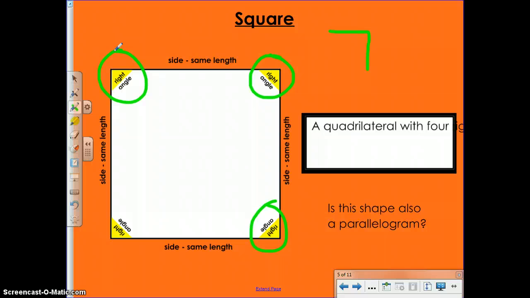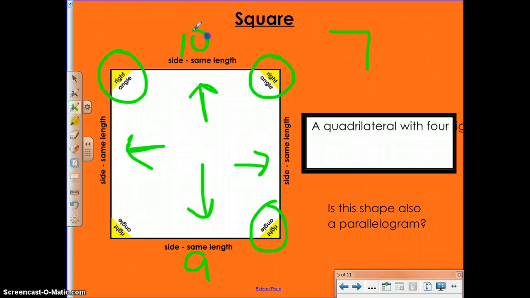Okay? The other thing that's very unique to a square is that all the sides are the same length. So this side, this side, this side, and this side are all the same length. So if I know the measurement of this bottom side here is 9, then all the sides are 9. If I'm told that this top measurement is 10, if it's a square, then all the sides measure 10. 10 inches, 10 centimeters, whatever it would be.